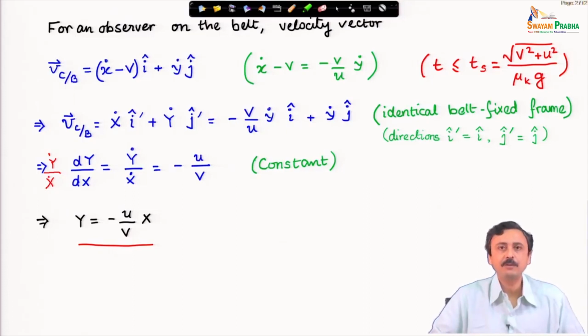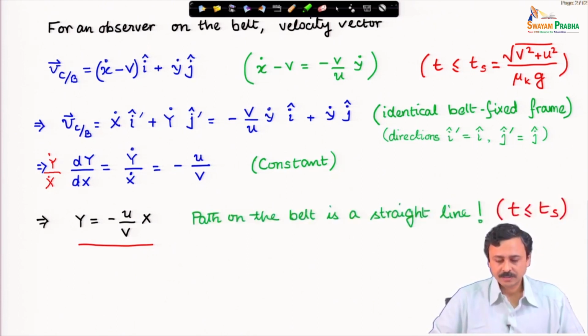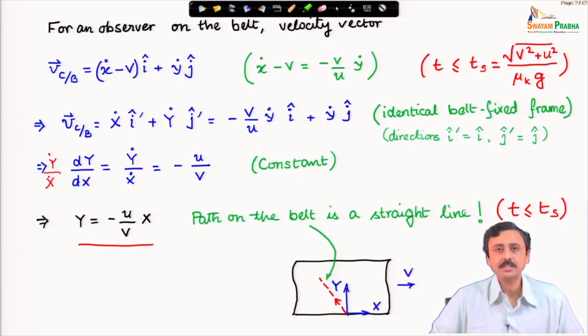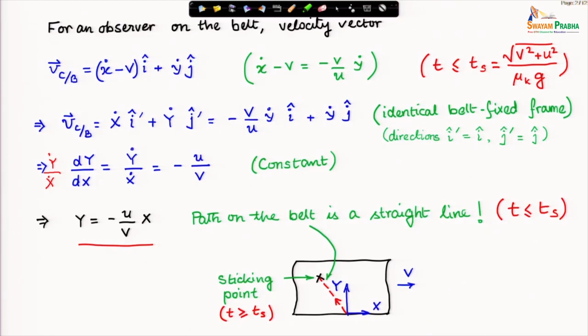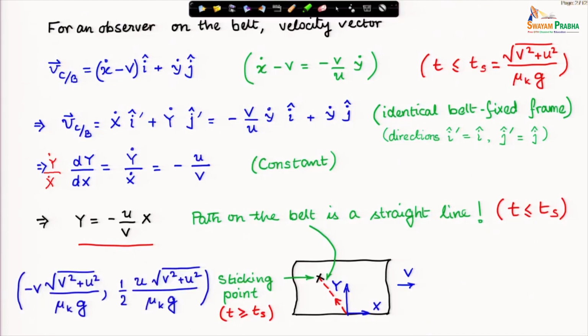Therefore, if this cylinder were painted, it would leave a line on the belt. Therefore, the path on the belt of the cylinder is a straight line, as long as of course time is less than the stopping time. This is the mark that will be left by the paint. At the point of sticking, which occurs at t equal to Ts, I exactly know the coordinates, which I can find out. This is straightforward algebra, I will leave it to you.